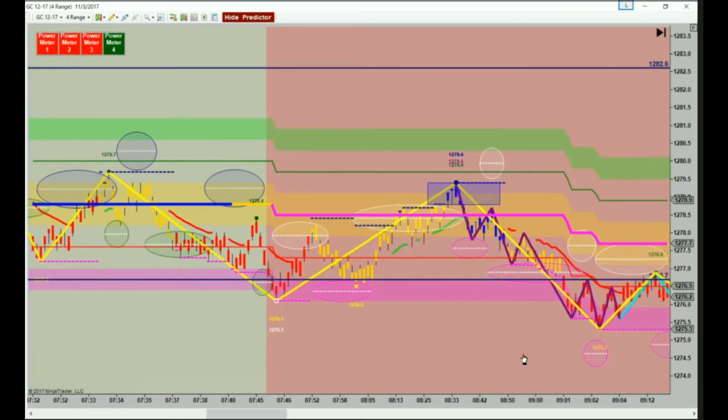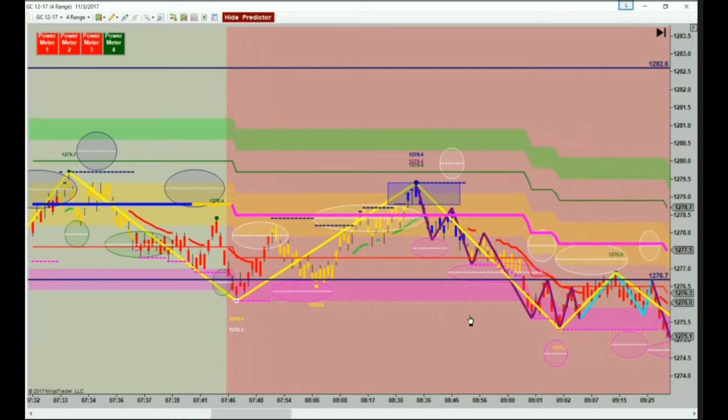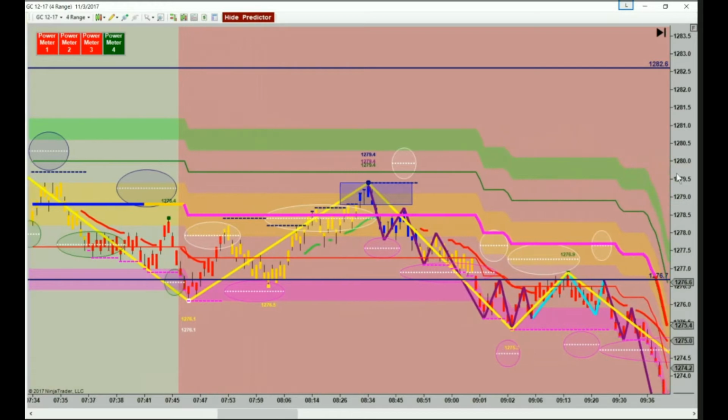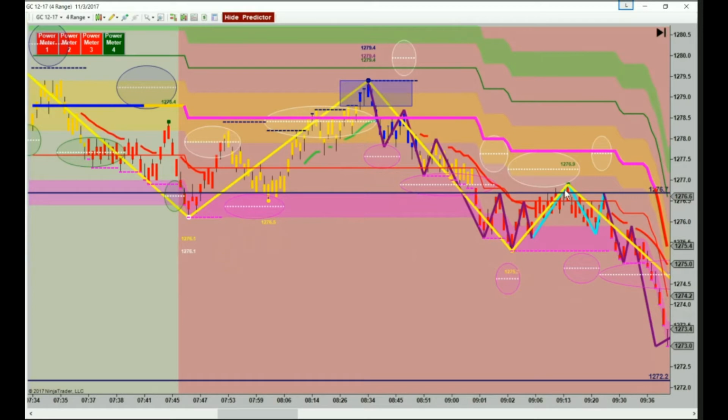No, look at that. See it just kissing resistance? That's why we draw on these charts all the time. And would you have gotten taken out of a beautiful trade if you had taken it out right there? Everybody see that?